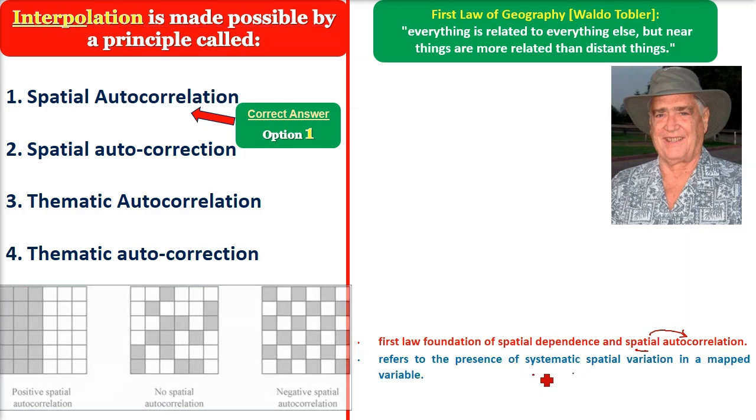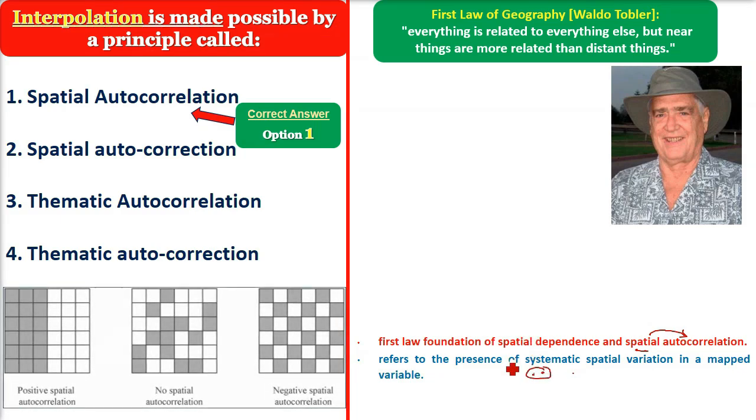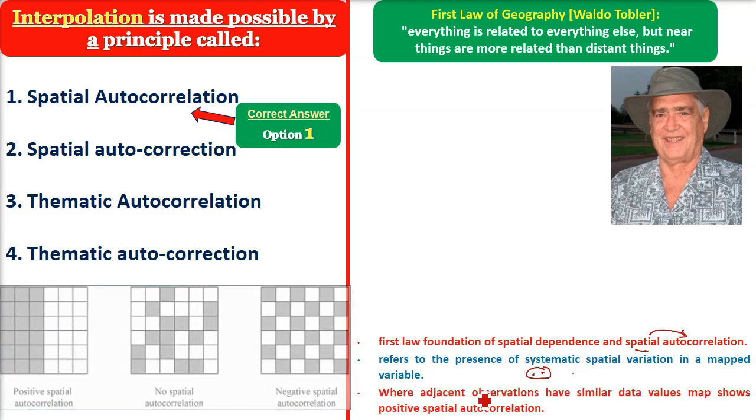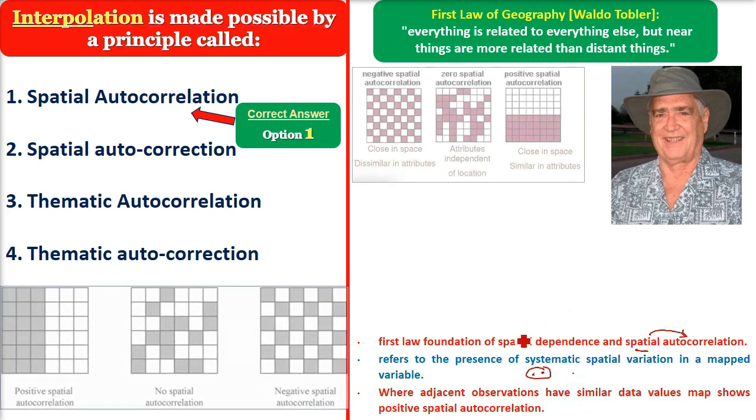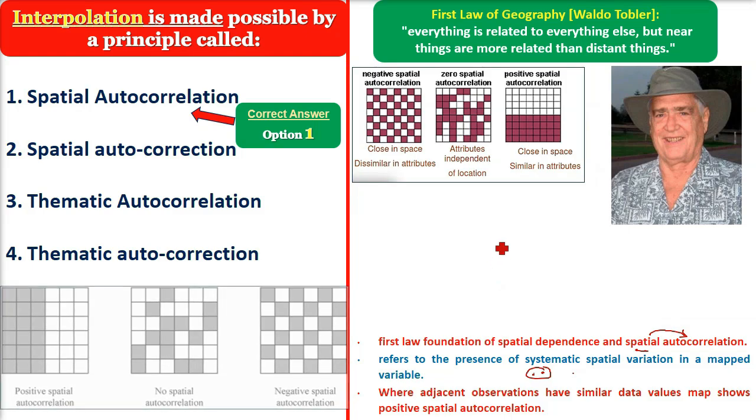So this refers to the presence of systematic spatial variation in a map variable. Spatial is all about position or location, and this is where adjacent observations have similar data values. Such a map shows positive spatial autocorrelation.